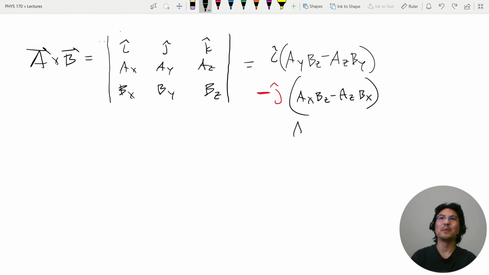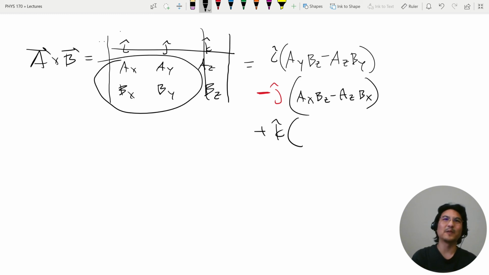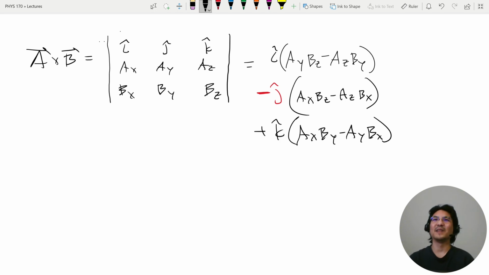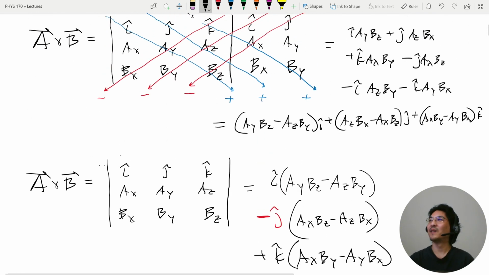Okay, and then plus K hat, so ignore these. This is the leftover, multiply like a fish. So that's AXBY minus AYBX. And then if you compare these two, it's the same. So either way, whichever method you prefer, do it that way.